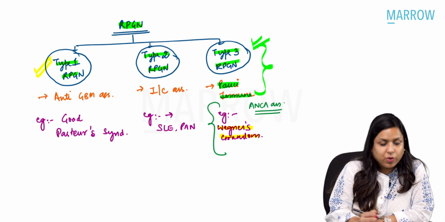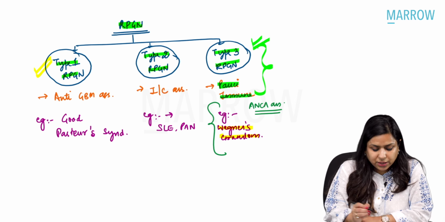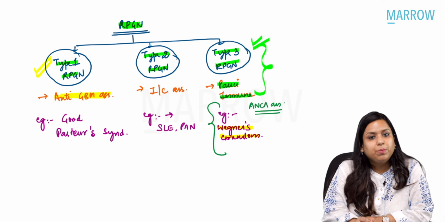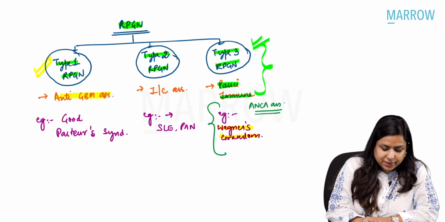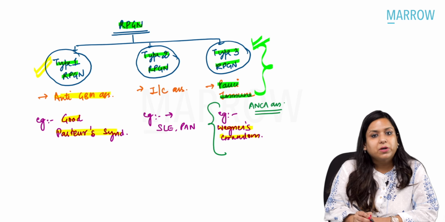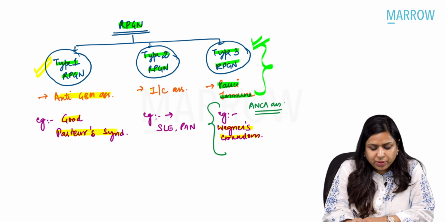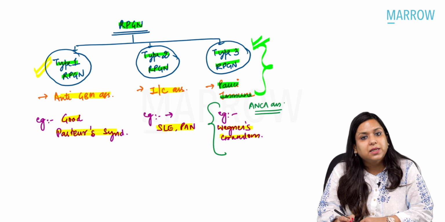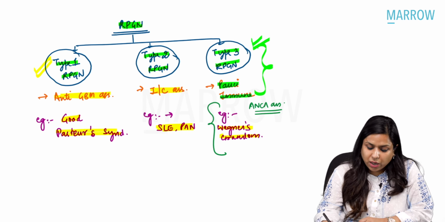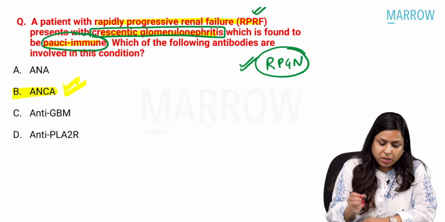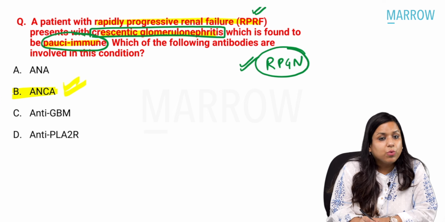One is called type 1 rapidly progressive glomerulonephritis, which is usually anti-GBM associated. What is GBM? Glomerular basement membrane. And the example in this condition is Goodpasture syndrome. Type 2 RPGN is immune complex associated, and the example here is SLE or polyarteritis nodosa. Understood? What are the other options which were given in our question? Which of the following antibodies are involved in this condition?